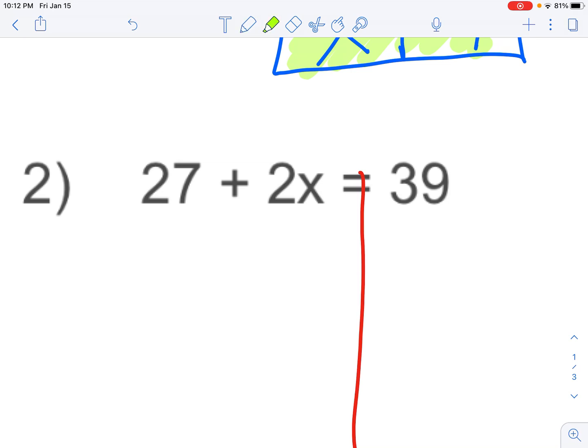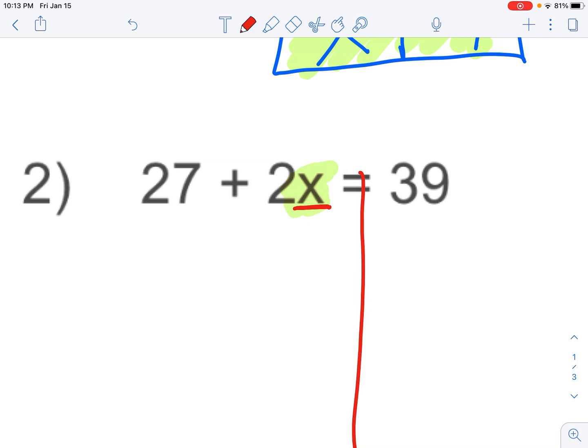I still need to get that x alone. I don't know what it is. So think of it as I've got to get rid of it. I've got to move it over to the other side of the equal sign so that I get x alone. So this number 27 is like in the way. Think of that. So because I see addition, I'm going to subtract.